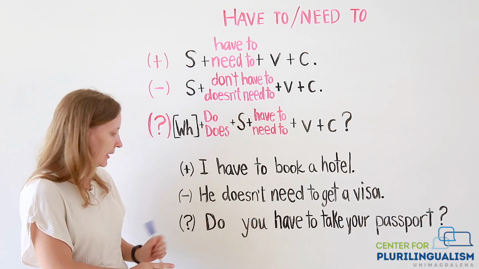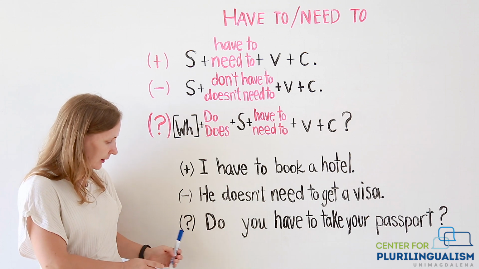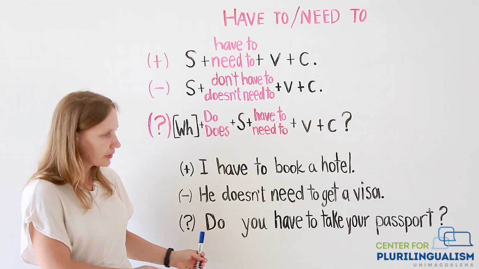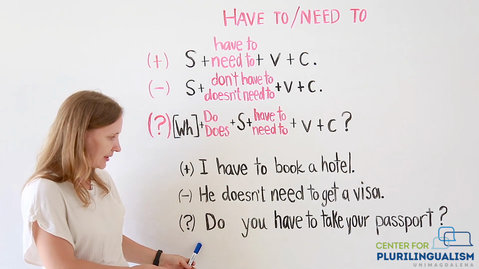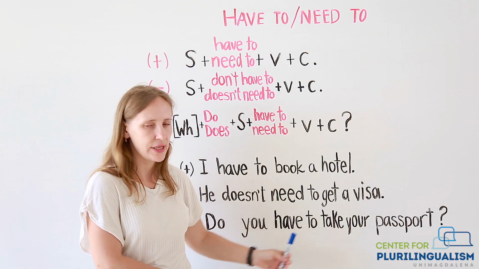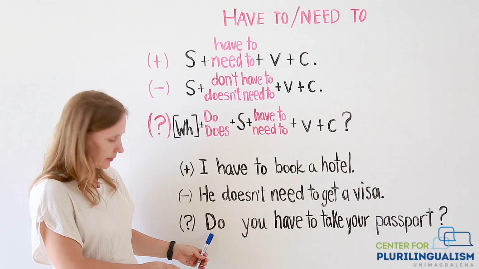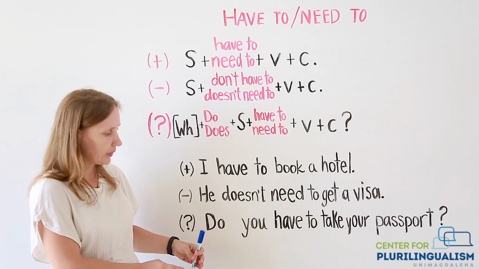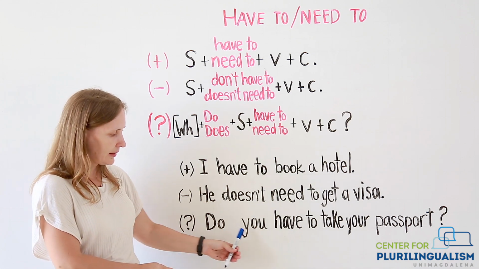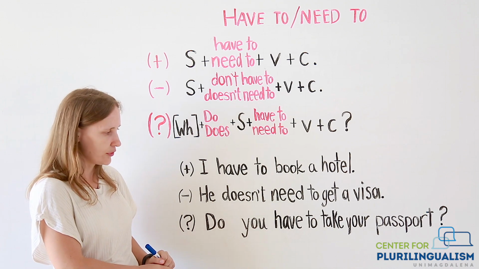Please remember it. And then now, please, the last point is let's look at their questions. For example, do you have to take your passport? So in this case, remember, we start with this do, or it can be does, yes, and then the subject and have to or need to.